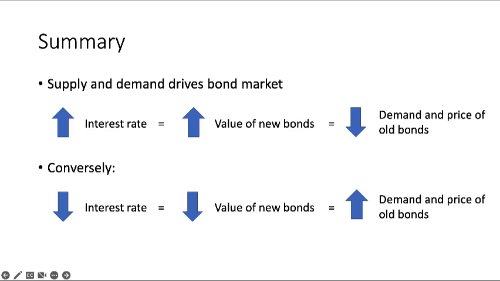When interest rates rise, new bonds become more appealing because they offer higher returns, making older, lower-yielding bonds less valuable. The demand for those older bonds decreases, causing their price to drop. On the other hand, when interest rates fall, those older, higher interest rate bonds become more attractive, leading to an increase in demand and a higher price.